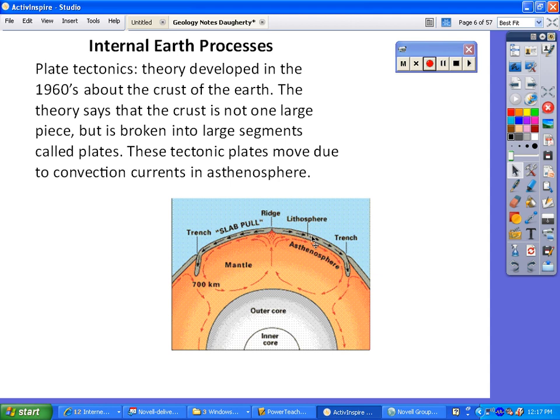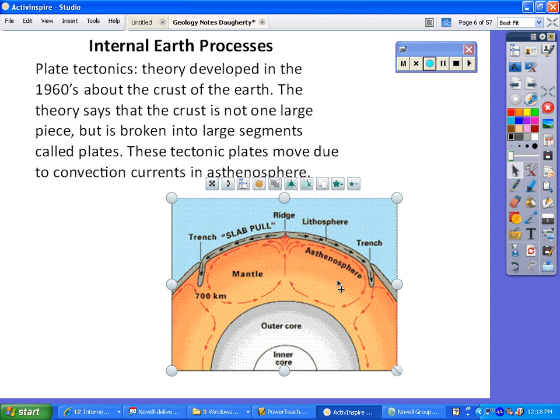Okay, so plate tectonics, what are they? It was a theory developed in the 60s about movement that happens with plates. And this guy Wegener, we'll get to him in a second, he said that crust is not one large piece, but it's broken into many large segments called plates. They move due to what we call convection currents that are happening in this asthenosphere, the molten part of the mantle.